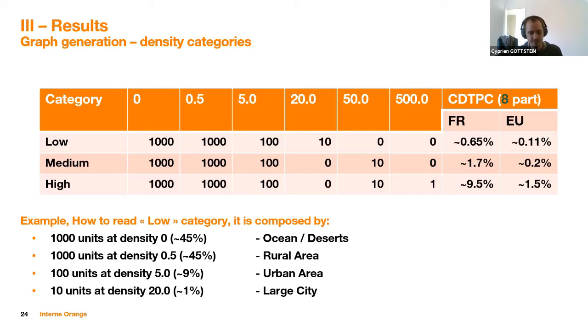1,000 units will be at density 0.5, so 45% will correspond to rural area, if we make an analogy with how human population density works across the Earth, 9% to urban area, and 1% to large city. The 50 column and 500 column are used for higher density levels, representing very large city and metropolis. Again, the low category was designed to approach thinking properties, and the high category was to provoke cases where we have some load imbalance trouble and see how ISP survives through that, if it's problematic or not.